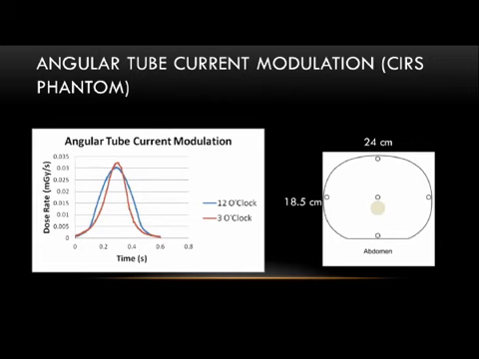Here's a physical measurement in a CIRS phantom, which has a larger dimension in the lateral direction than in the AP dimension. This is a real-time dose rate measurement placed at the 12 o'clock position and the 3 o'clock position, and you can see a slight difference in the peak dose rate at the 12 o'clock position as compared to the 3 o'clock position. As you go to more extreme geometries, you would expect the difference in the peak dose rate to be more significant. But unfortunately, I only had access to this one particular phantom for this visualization.